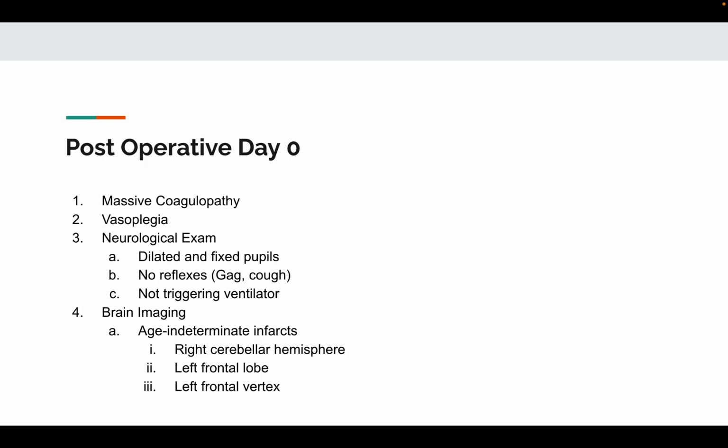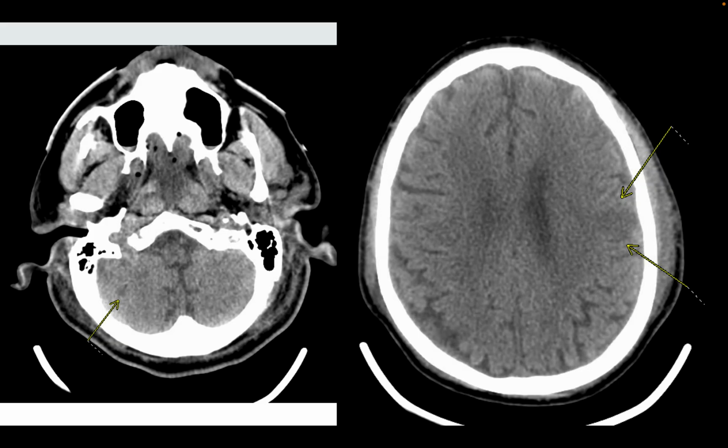They encountered profound vasoplegia, and the neurological exam was very non-reassuring. And so they imaged the brain and found age-indeterminate infarcts. Unsure when these actually occurred. We would have needed MRI, but these were some of our imaging modalities we used. You can see there's infarcts in multiple different territories.